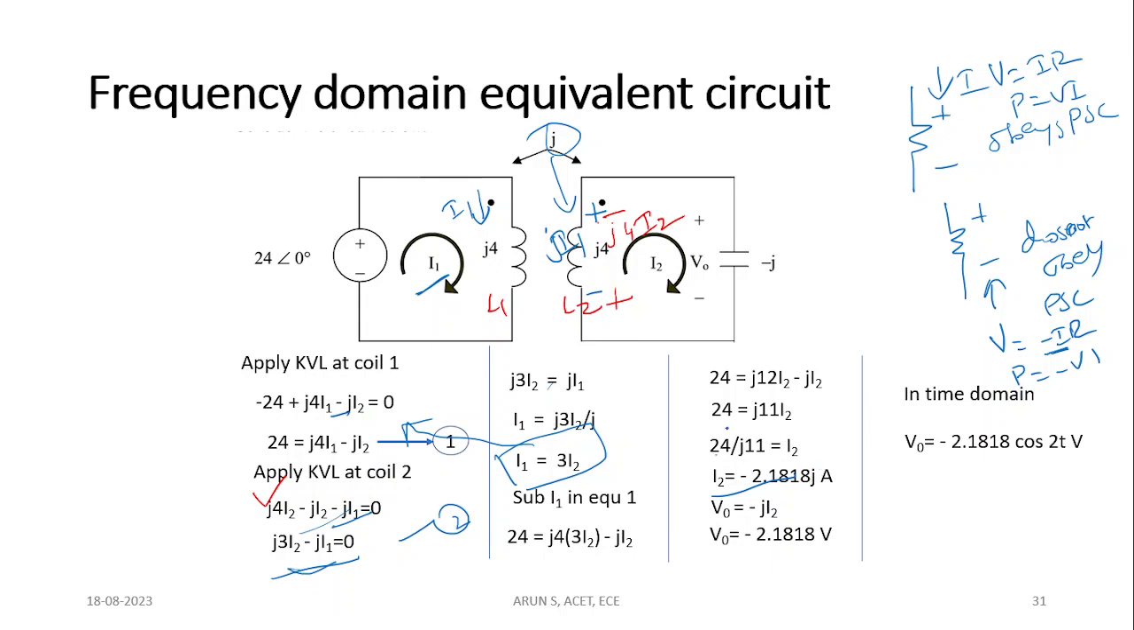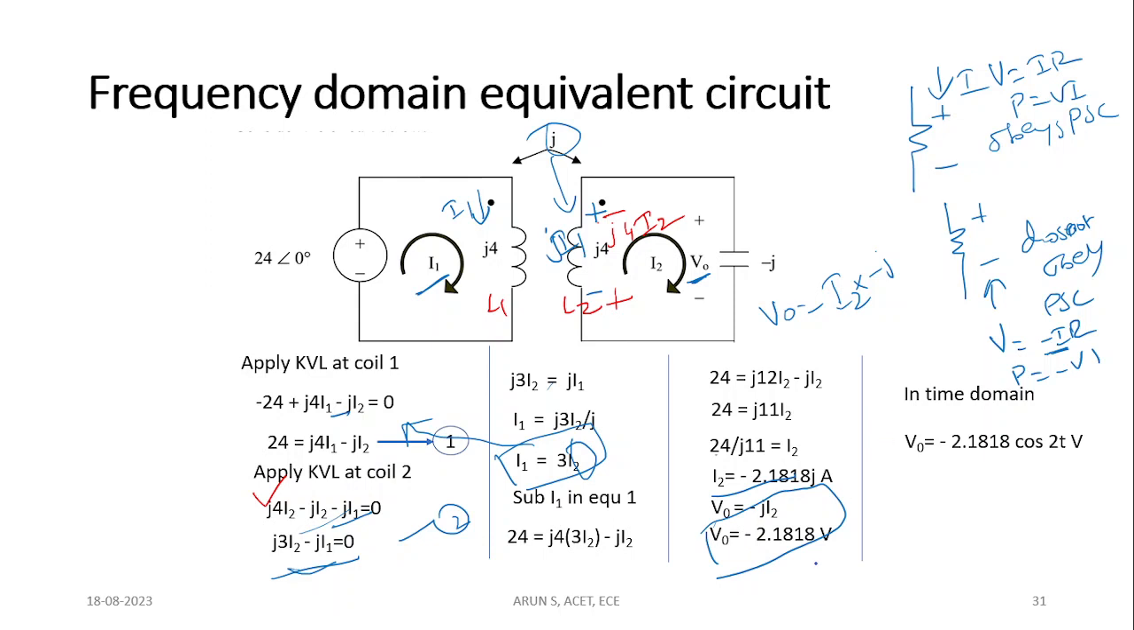If I know I2, you can find I1 also by simply substituting that value here. Here the question asks for V0. V0 is equal to I2 multiplied by minus j, so minus j I2. I can substitute the I2 value here and find V0. So V0 will be minus 2.1818 volt.